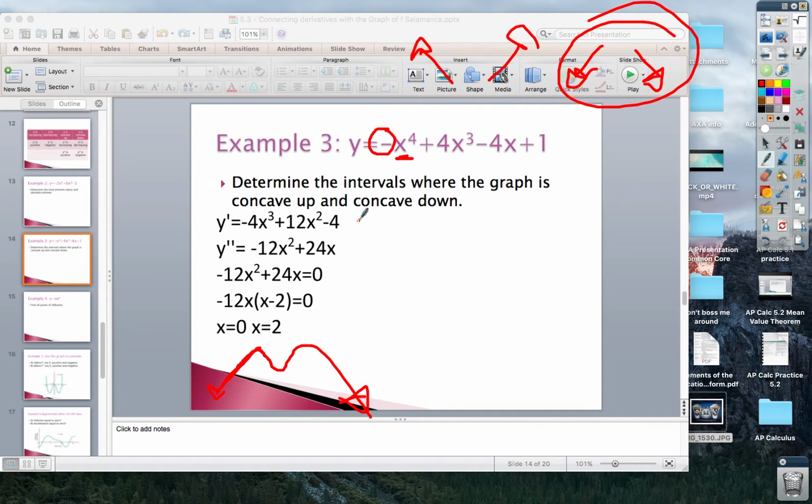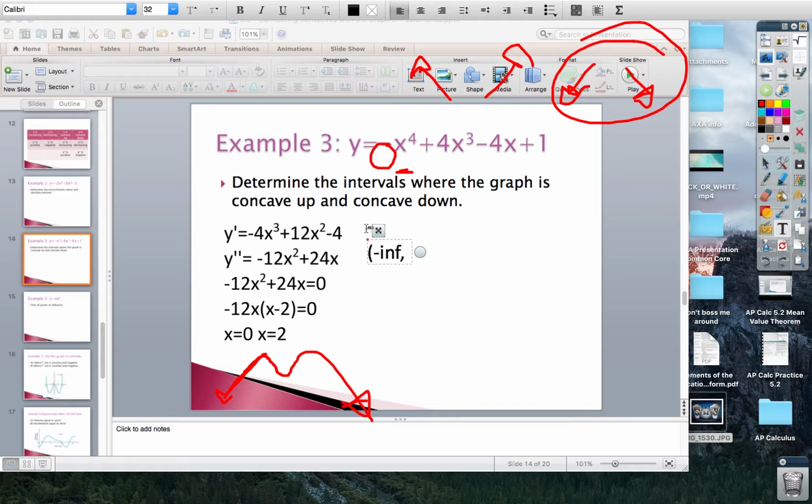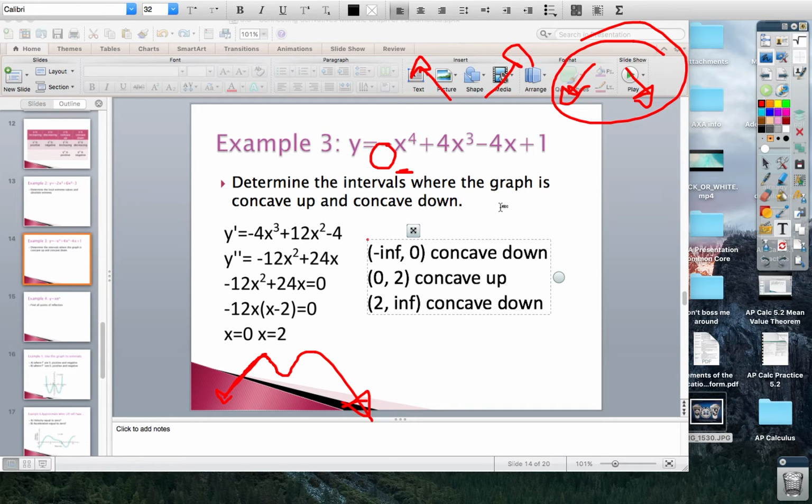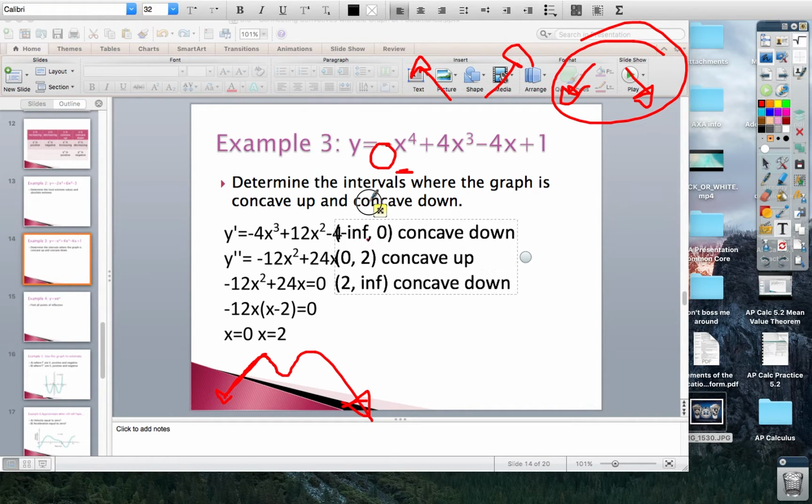So we know that from negative infinity to 0, this is going to be concave down. From 0 to 2, it's going to be concave up. And from 2 to infinity, it's concave down again. So that's how we determine that concavity.